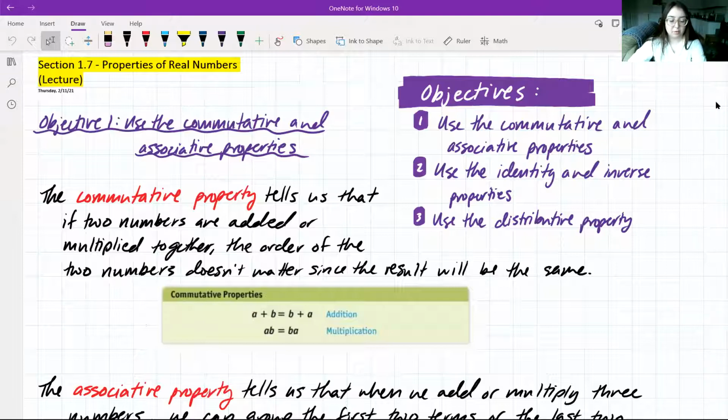With objective 1, we want to use our commutative and associative properties. We want to first go over what these are. So the commutative property tells us that if two numbers are added or multiplied together, the order of the two numbers doesn't matter since the result will be the same. So this tells us that A plus B is the same as B plus A, and that A times B is the same as B times A.